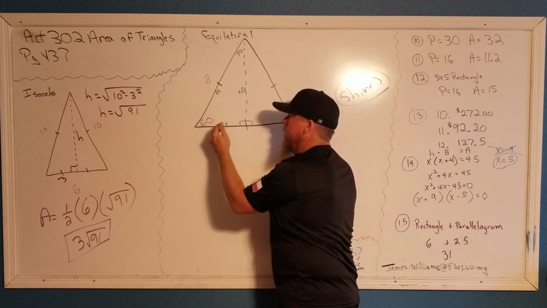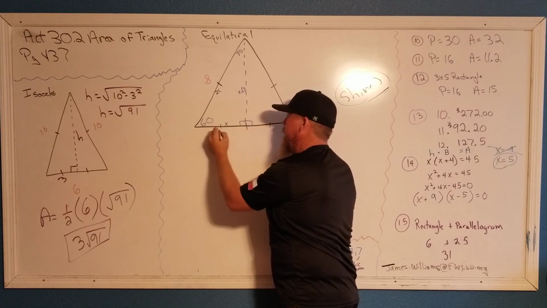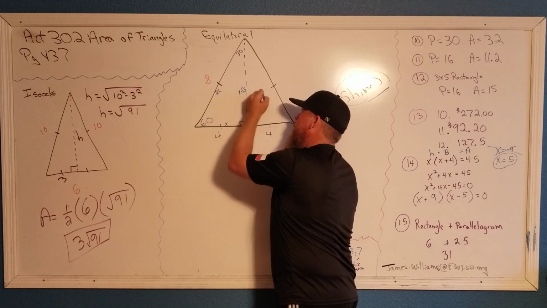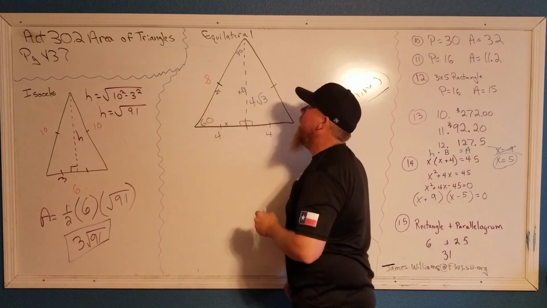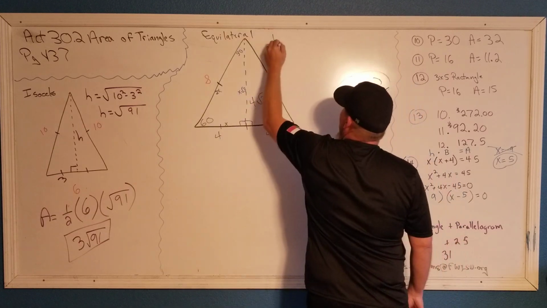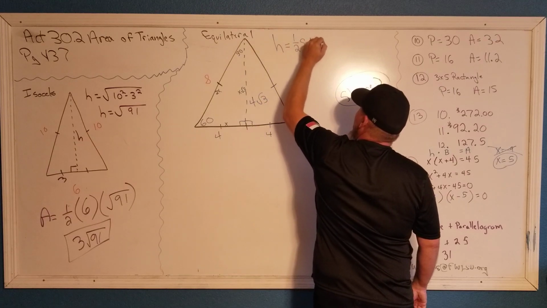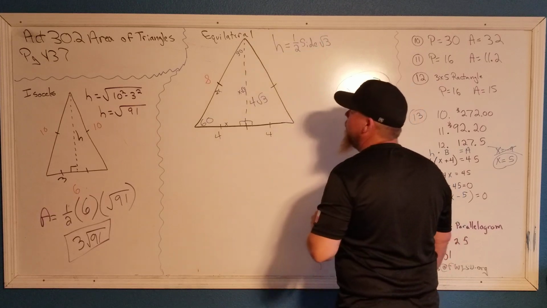So what's half of 8? That means this length here and this length here match. This is 4 and this is 4. And that means the height of this triangle is 4 square root of 3. Okay? In fact, for an equilateral triangle, the height is always going to be equal to half of the side times the square root of 3. Okay? It makes it very easy.